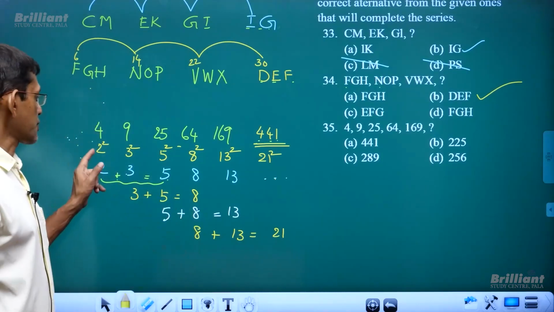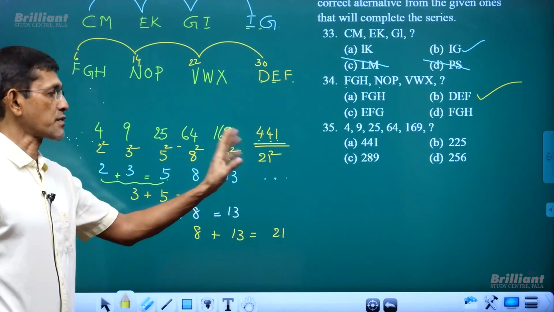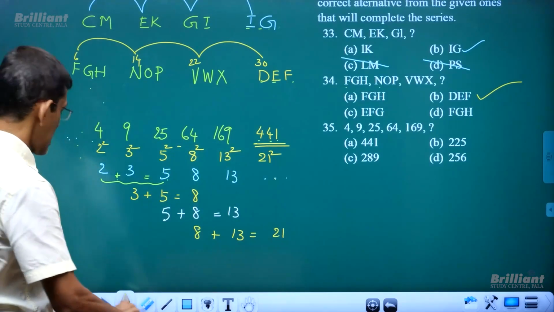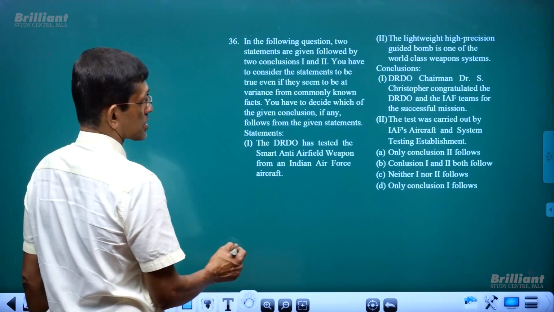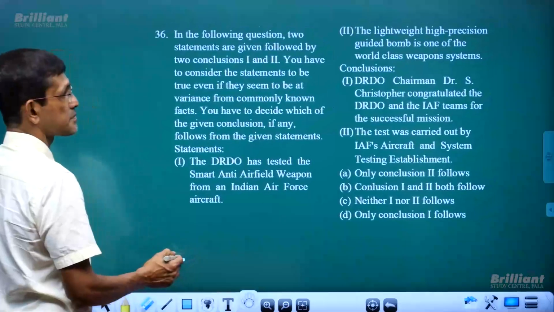That's the case. So 2 square, 3 square, 5 square, 8 square, 13 square, and 21 square. Done. Next one. So this is pretty much a conclusion type question. So we'll take a look at that.